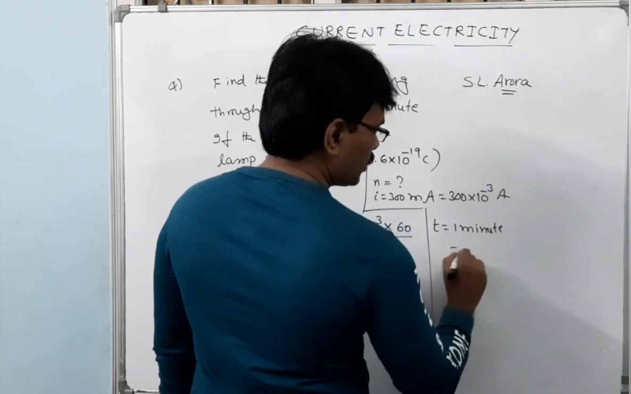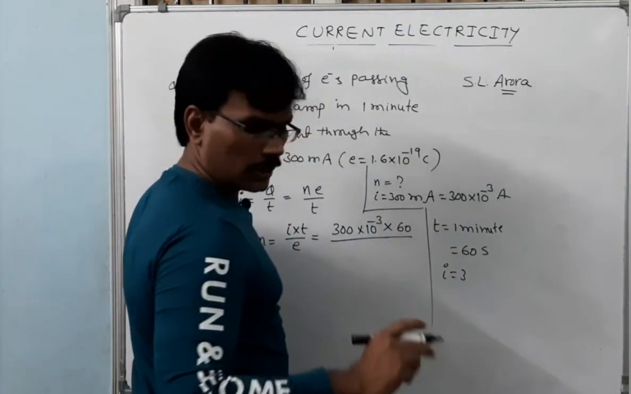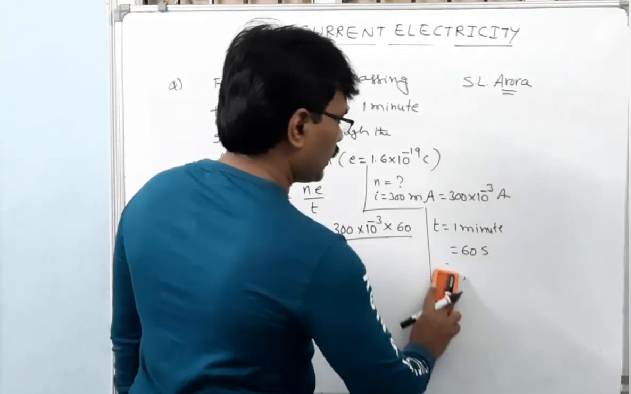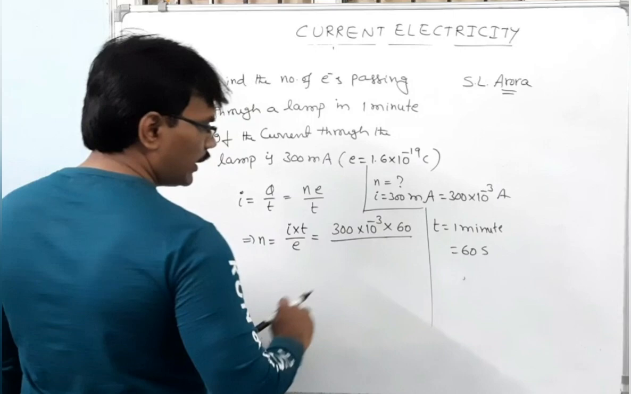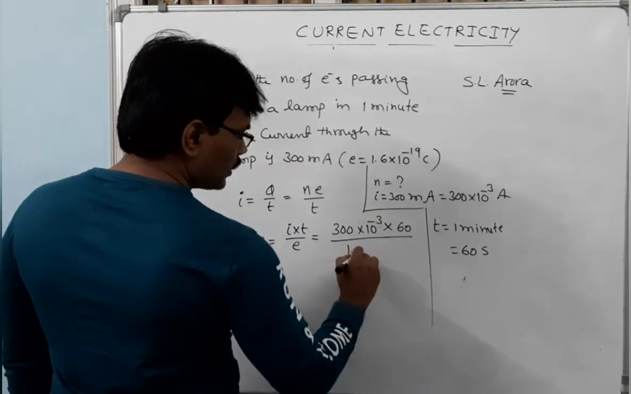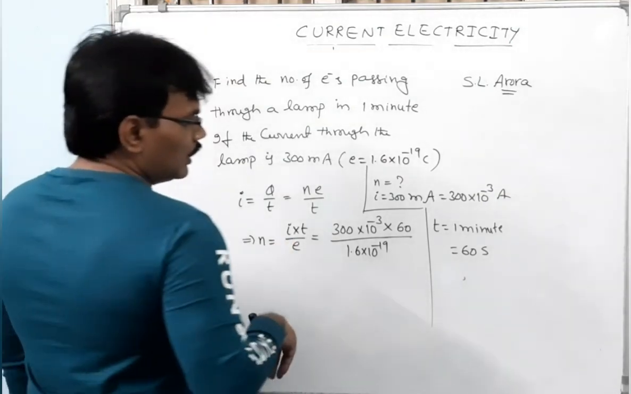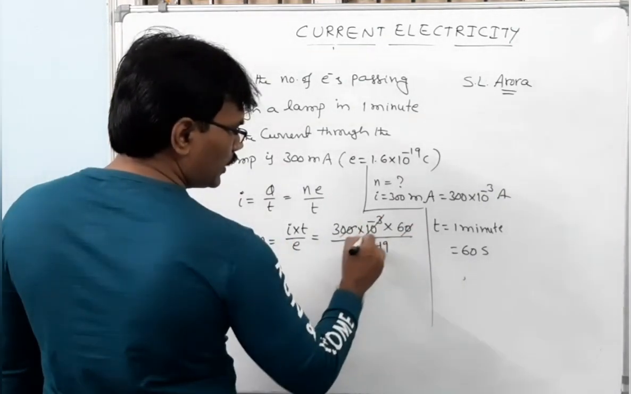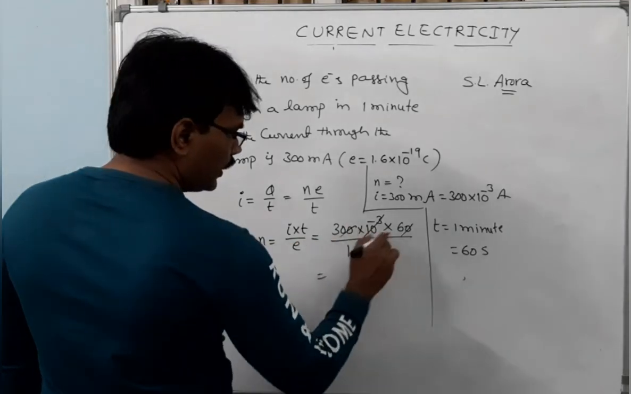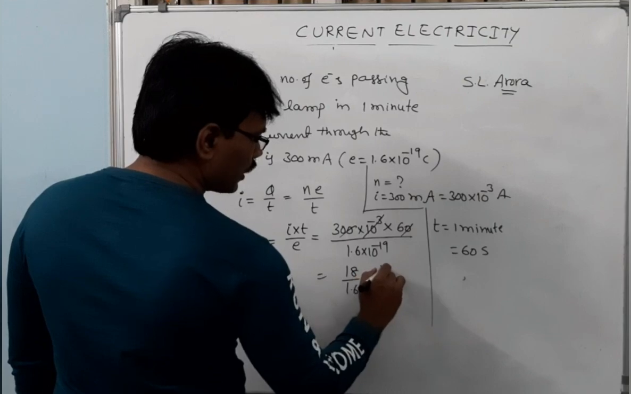Okay, 1 minute is equal to 60 seconds, and the current is given as I have already written. Now the electron charge is given, so we have to find the number of electrons passing through the lamp in 1 minute. Here the electron charge is 1.6 into 10 power minus 19. Here 10 power minus 3 cancels, so here 3 into 6, 18 divided by 1.6 into 10 power plus 19.